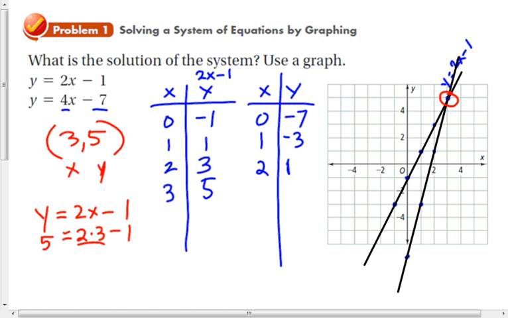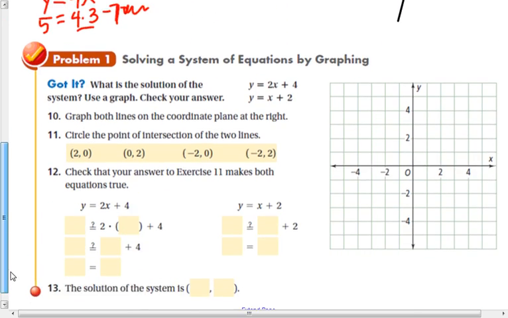2 times 3 is 6, minus 1 is 5, so that one's true. And then the other one, we're going to substitute 3 and 5 in for x and y again in this equation. So I'm going to do 4 times 3 minus 7, and y has to equal 5. And 4 times 3 is 12, minus 7 is 5. So it works there also. All right. Go ahead, you try and find the solution here.